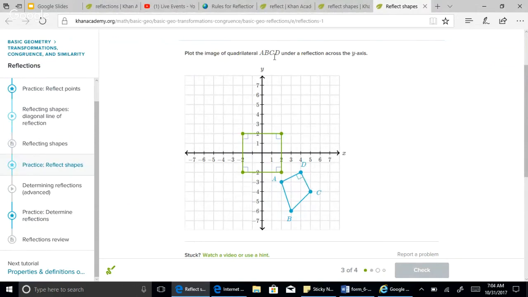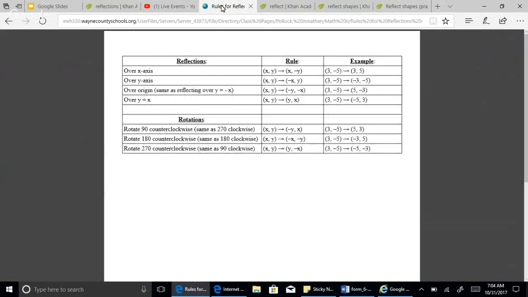Okay, it wants me to go across the y-axis. Let me look back at my rules for reflection. And actually, I'm just going to give you a minute right now. I want you to copy down in your notebooks the top of this grid, okay? So ignore the bottom. Don't look at rotations today. That's not what we're doing today. We're only doing reflections. I want you to copy over the x-axis and everything over here, over the y-axis, over the origin, and over y equals x. Please do that now.